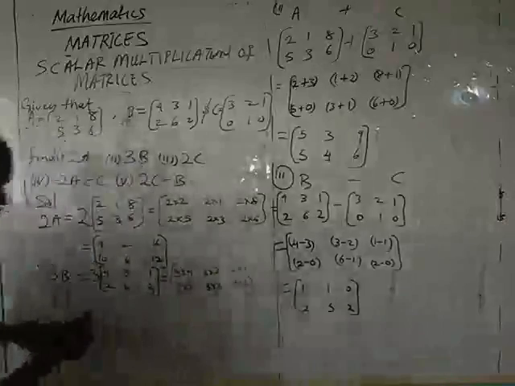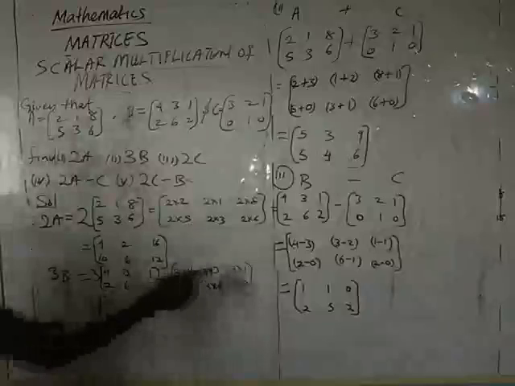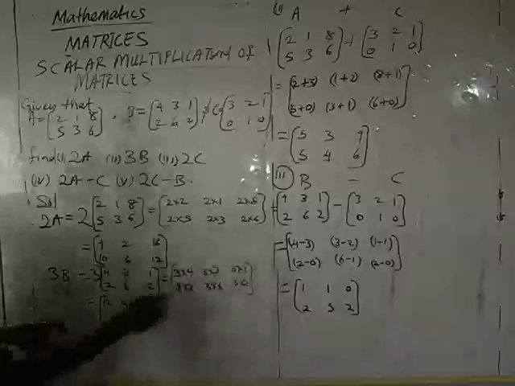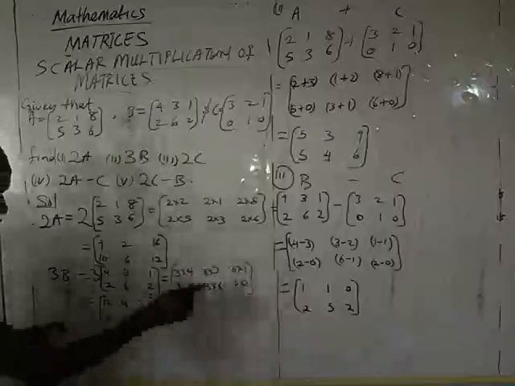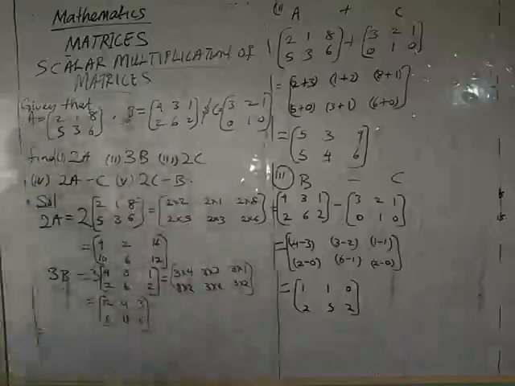So with that, I'll be having 3 times 4, 12, 3 times 3, 9, 3 times 1, 3, 3 times 2, 6, 3 times 6, 18, 3 times 2, 6 again. So this will be my answer for 3B.